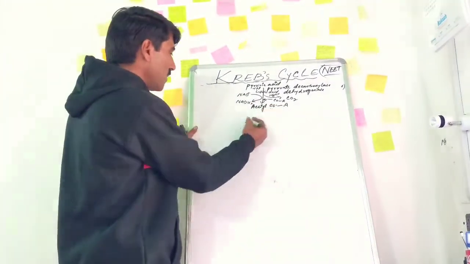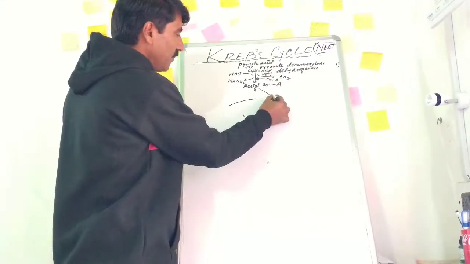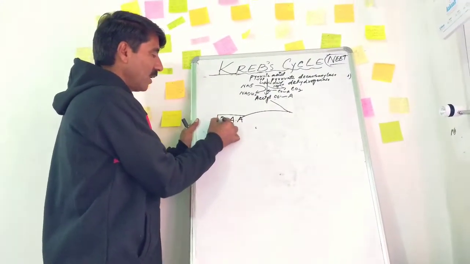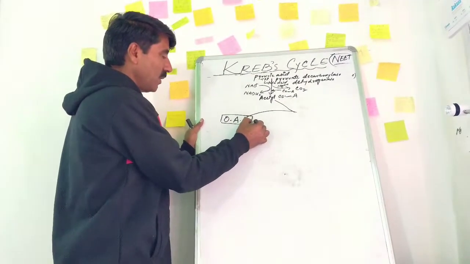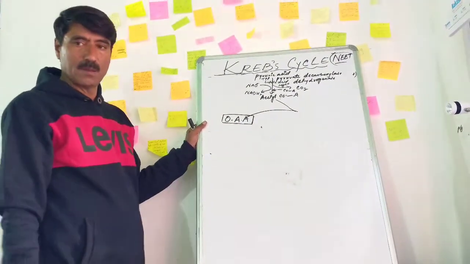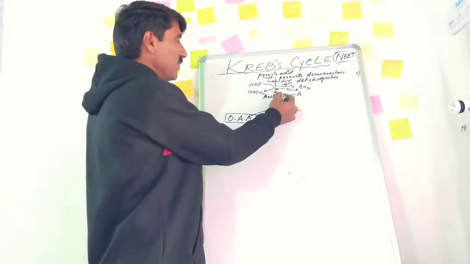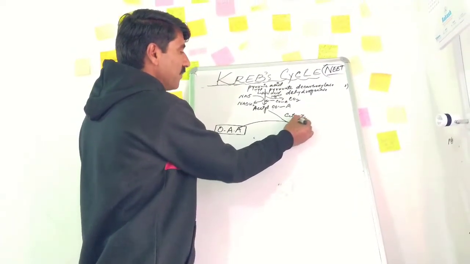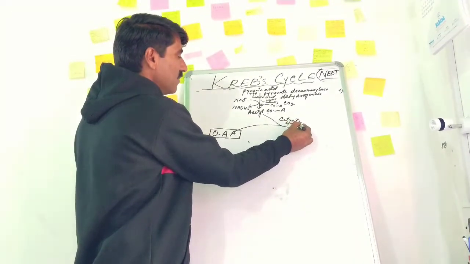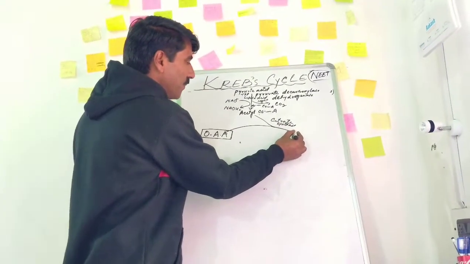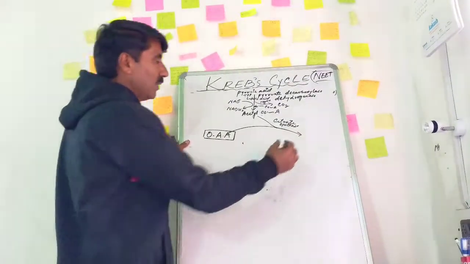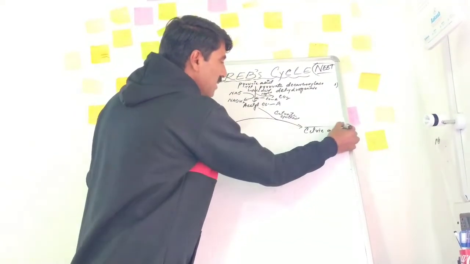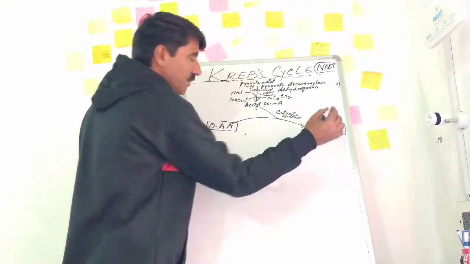Now here this acetyl coenzyme A combines with oxaloacetic acid, or we can say oxaloacetate. This oxaloacetic acid combines with acetyl coenzyme A in presence of the enzyme citrate synthase, or synthetase, to produce a 6-carbon compound. That compound is called citric acid. Citric acid, or in the ion form it is called citrate.